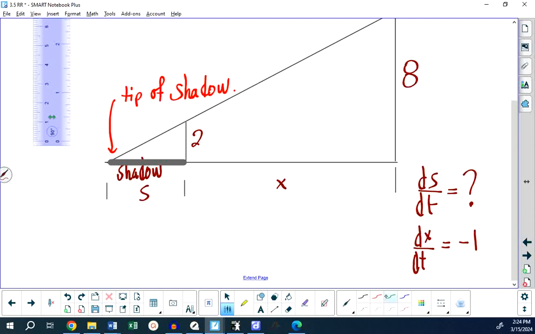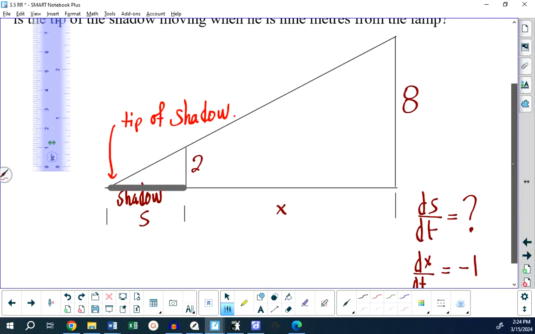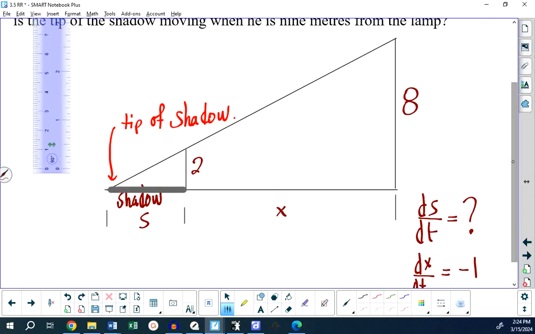Sure. Because the shadow is getting smaller and he's dragging the whole shadow this way at 1 meter per second. Okay. It's like me reeling in a fish while the boat is moving in the opposite direction. The fish really moves faster. Anyway, now I'm going to leave this in your capable hands for a couple of minutes. We need a relation between S and X. Go.